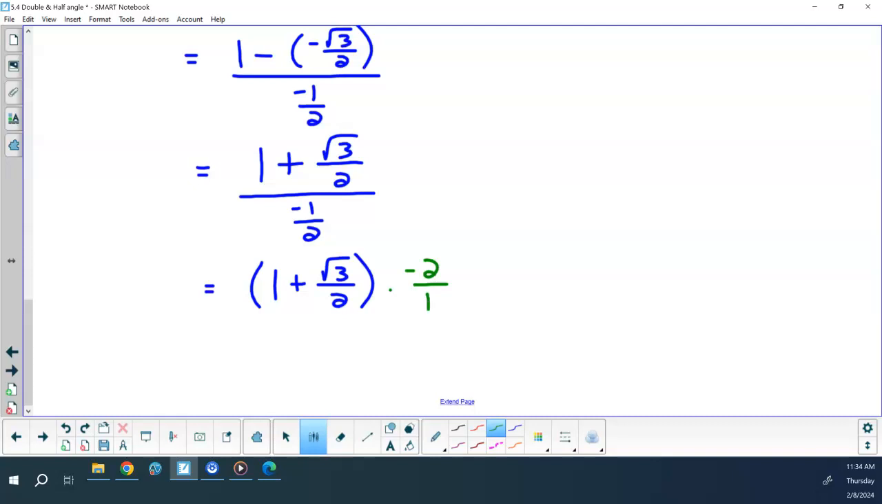So that's a distributive then, right? Okay. 1 times negative 2 is negative 2. Square root 3 over 2 times negative 2. Negative 2 times the square root of 3 over 2. Negative square root of 3. I like negative square root of 3 better.